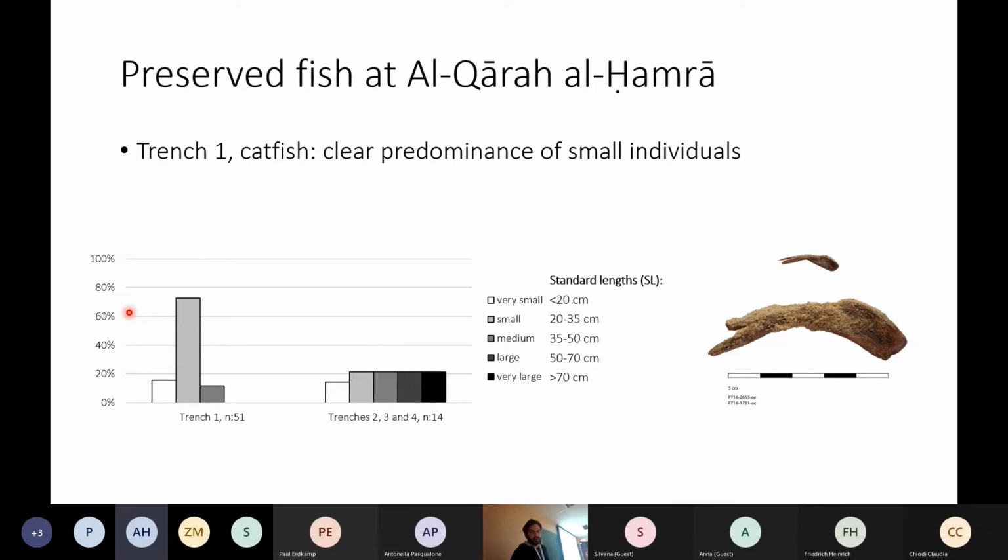And then the third anomaly regarding trench 1 is biometry. Most of the fish were small and small to medium size. Here you have the distribution of standard lengths at trench 1 and in the other trenches. And here you have an example of the dentary, a jawbone, to understand what could have been the difference in size in the fish from these two areas.